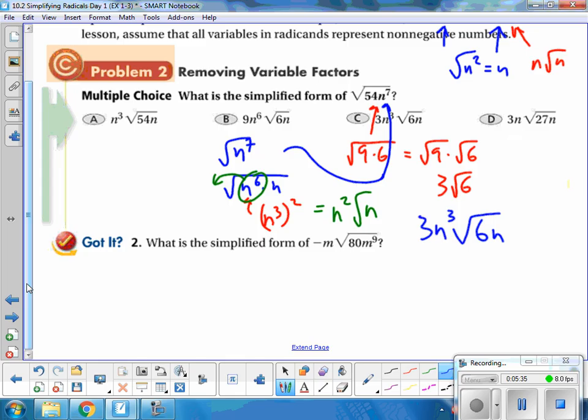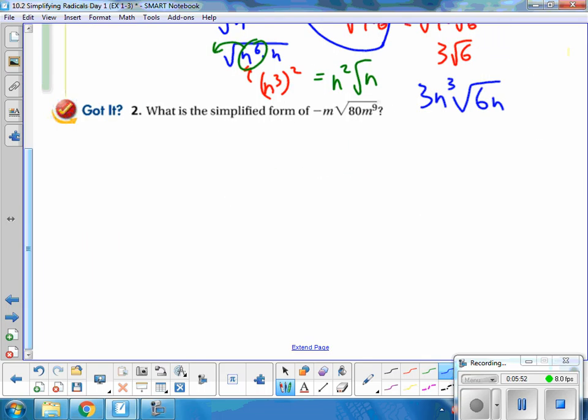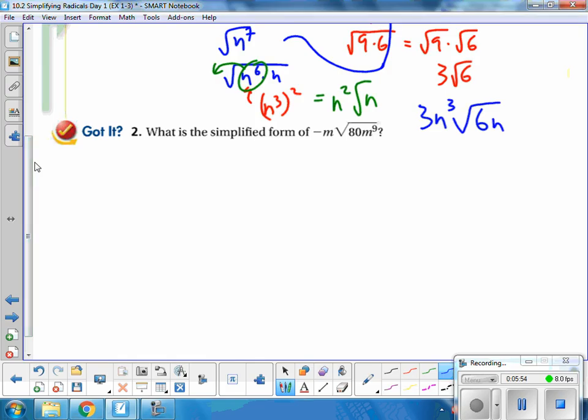And really, if I want to, I can do all of these together. I took the numbers and I took the variables and did them separately, but as you get working on these a little bit more, you're going to find out that you can do these together, interchangeably with each other. All right, I want you to try the got it. Why don't you press pause and give it a try with this one.